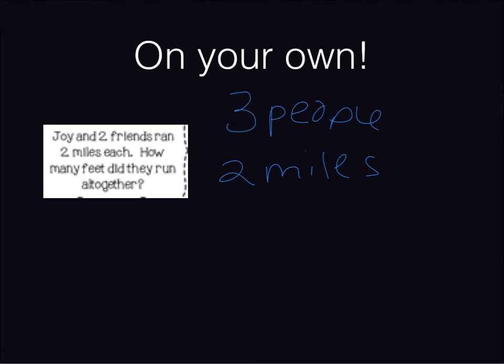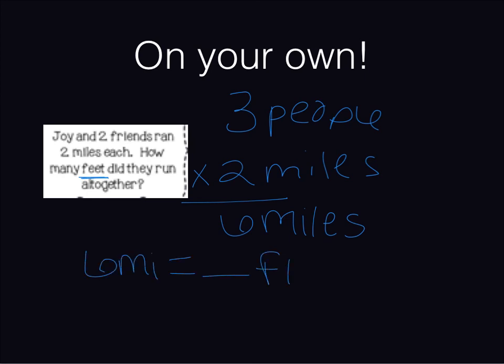First of all, I'm going to find out how many miles they ran all together. The way that I would do that is by multiplying 3 times 2, which is 6. So I know that Joy and her 2 friends ran 6 miles all together. Now the question is asking us how many feet did they run all together. So I have to set up my conversion. 6 miles equals how many feet? I know from my conversion chart that 1 mile equals 5,280 feet. And I'm going from a bigger to a smaller unit, so I need to multiply.